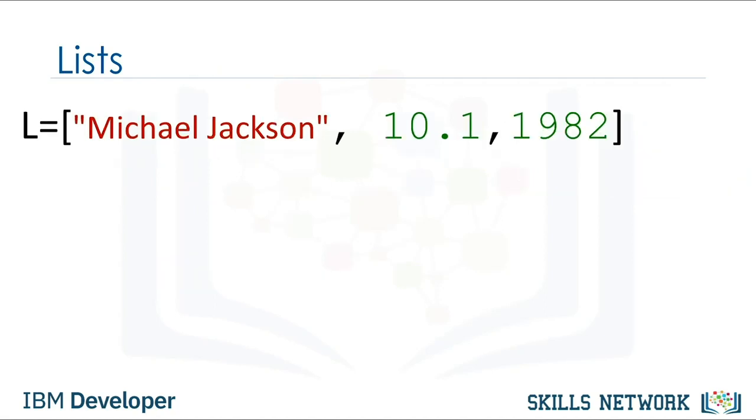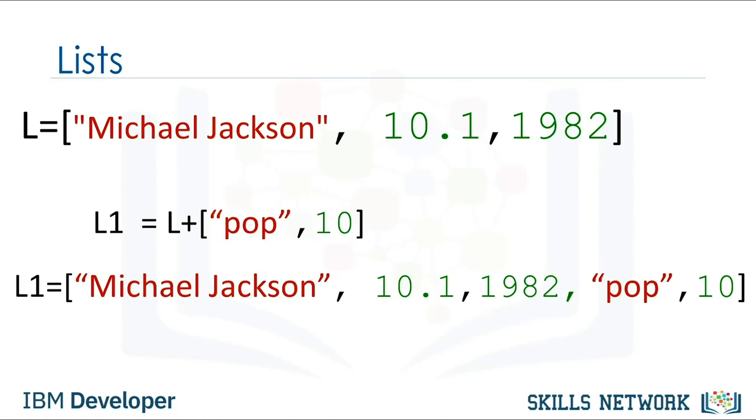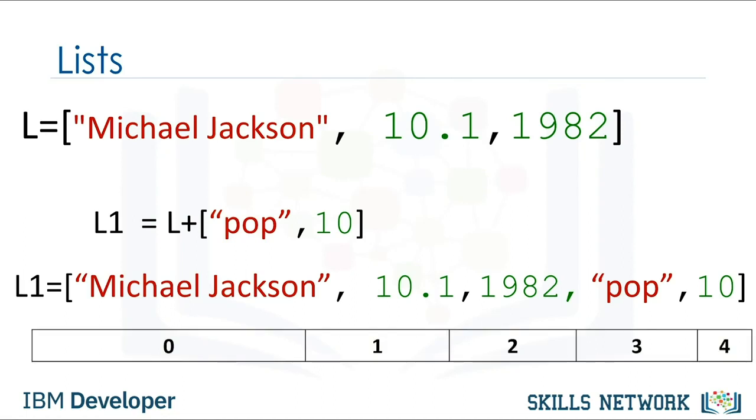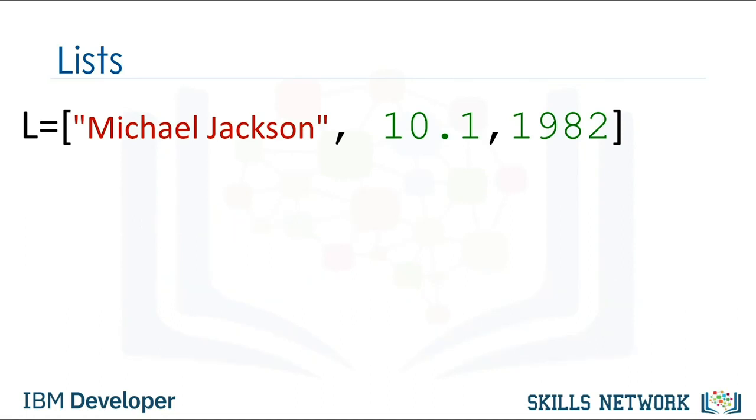We can concatenate or combine lists by adding them. The result is the following. The new list has the following indices. Lists are mutable, therefore we can change them.